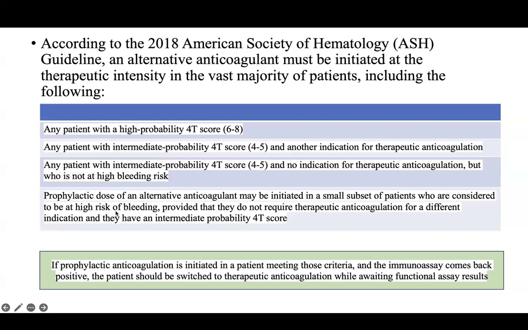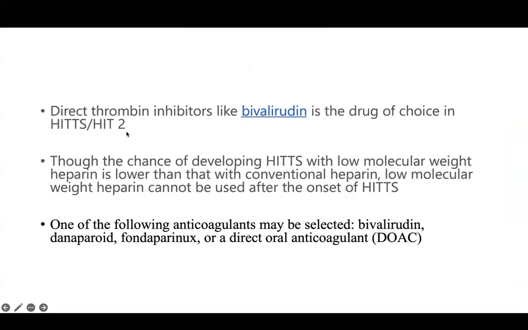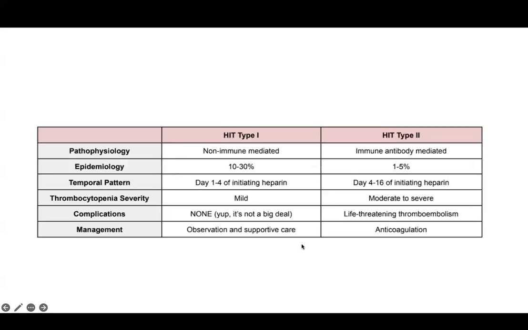Once the patient has been started on prophylactic doses, if on further testing, that is the serotonin release assay and the platelet factor 4 assay, those tests come positive, you have to convert them into therapeutic anticoagulation. So what are the treatment drugs which you can use? The other anticoagulants you can use are the direct thrombin inhibitors like bivalirudin, which is a drug of choice. Though the chance of developing heparin-induced thrombocytopenia with low molecular weight heparin is lower than with conventional heparin, low molecular weight heparin cannot be used after the onset of heparin-induced thrombocytopenia. So other anticoagulants which you can use are fondaparinux or a direct oral anticoagulant.